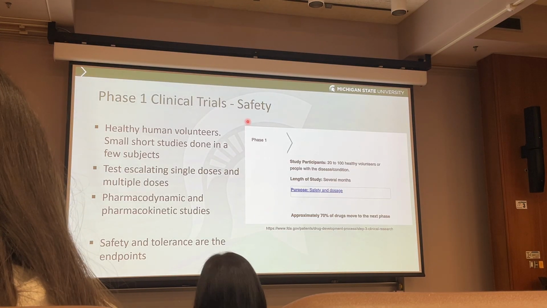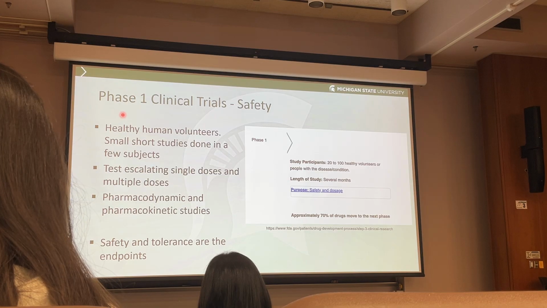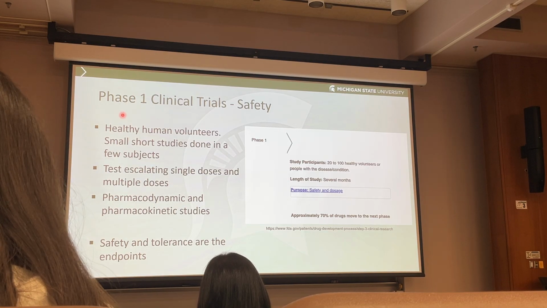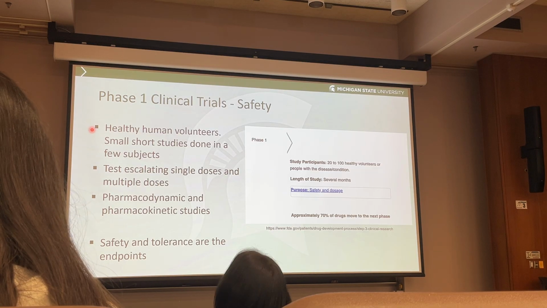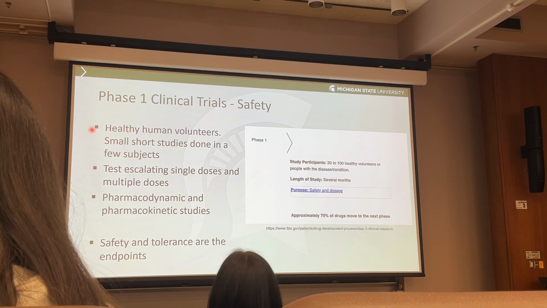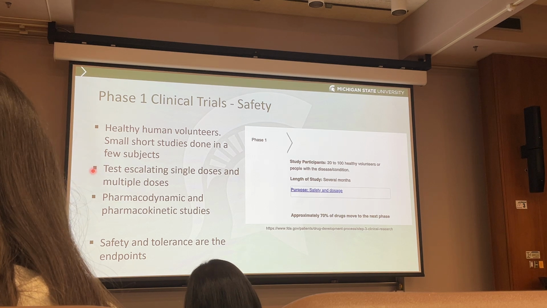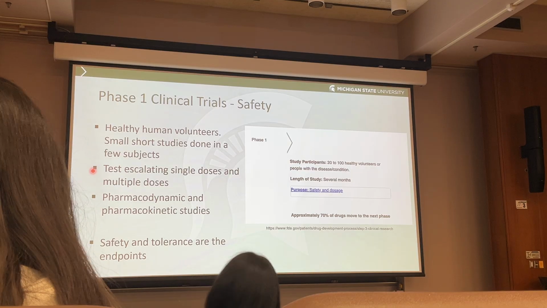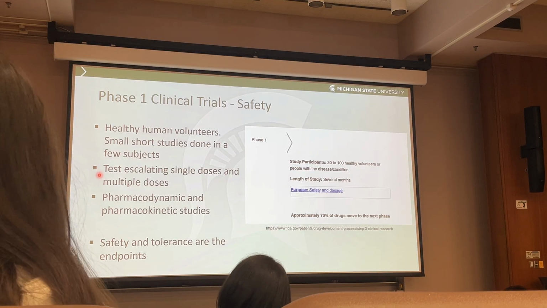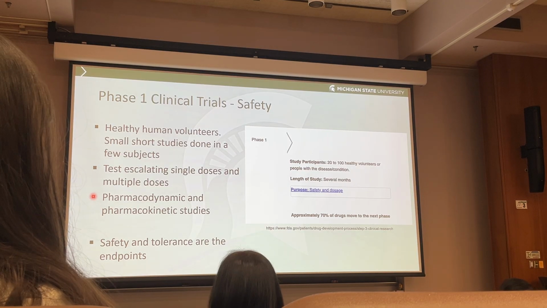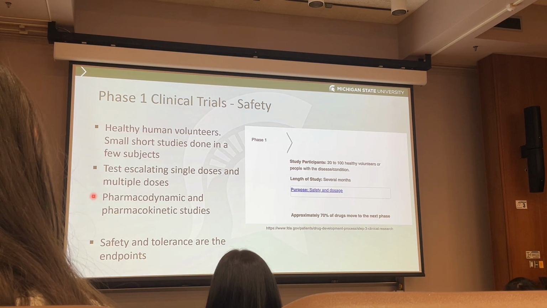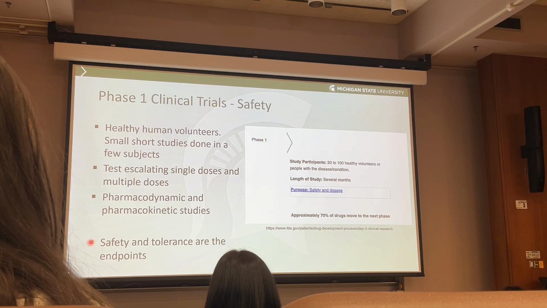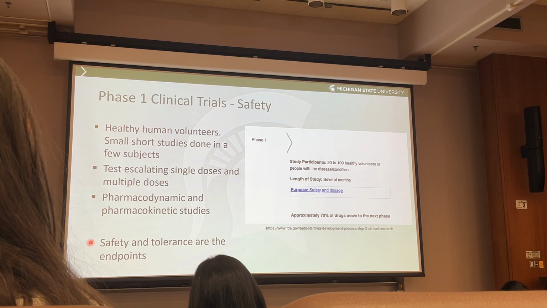Starting at the beginning, phase 1 clinical trial. This is all about safety, all right? You get a cohort of healthy human volunteers, for the most part, for a short study, all right? You can do different doses, and you can do multiple dosing and escalating amounts. During this phase, plenty of PK/PD studies are done here for evaluating safety and evaluating other aspects of how the drug works. But the endpoint here is safety. How well do people tolerate the drug?